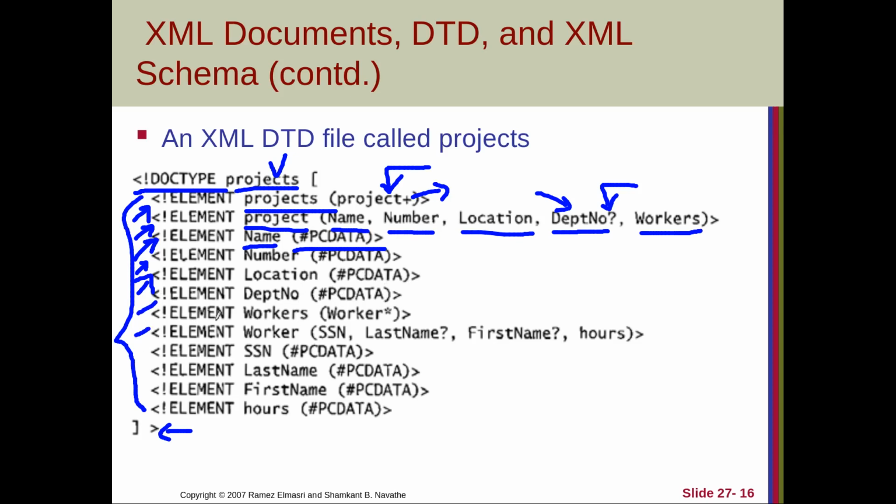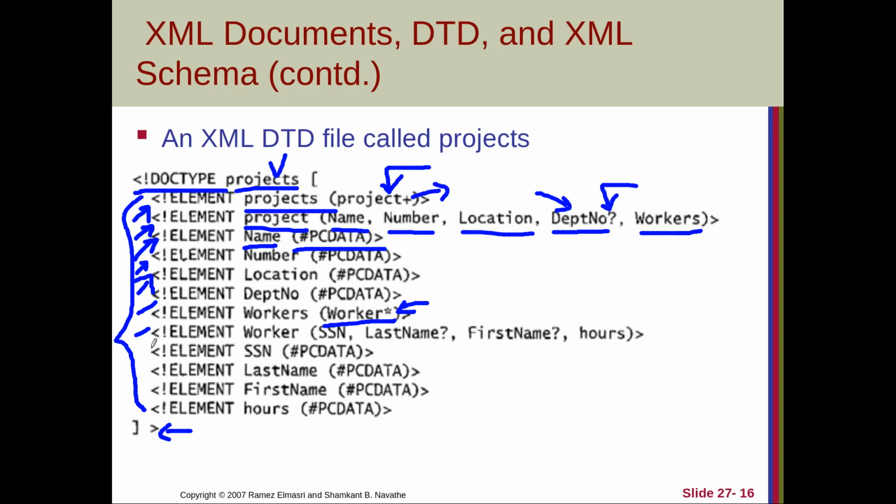Then element workers, which is having a property like worker. Then I am giving a symbol star, which is similar to the previous one. Projects consist of project plus, workers consist of worker star. Here we are having another symbol. So plus is having a meaning, star is having a meaning. We will see soon. Question mark is having a different meaning. So these are some symbols associated with the attribute specification of XML DTD.